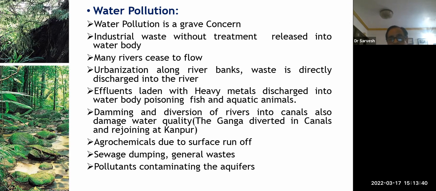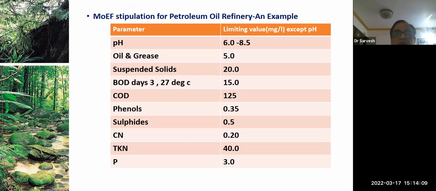Damming and diversion of the rivers also affected the quality of the water body. Agrochemicals reach this water body because of the surface runoff along with the water. And it is also very alarming and critical that pollutants contaminated the aquifers also. They percolated down to the aquifer.